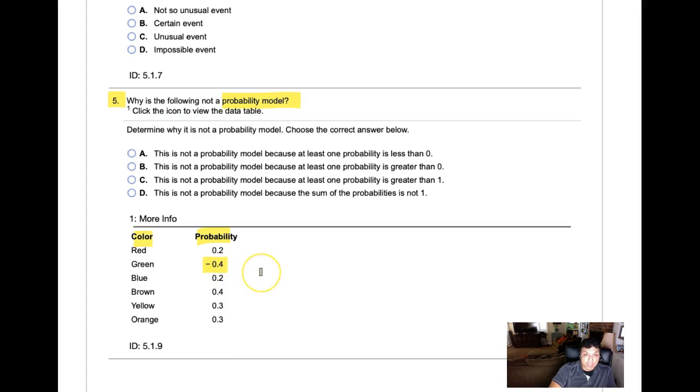So this is not a probability model, because here at least one of them is less than 0, which doesn't exist. And so that's why this is not a probability model.